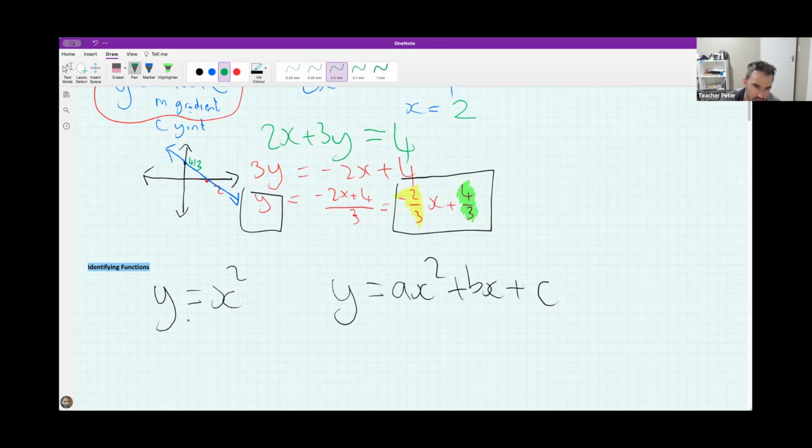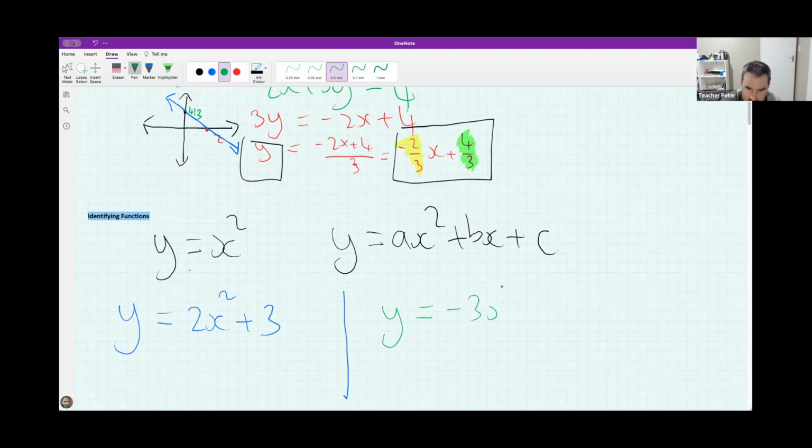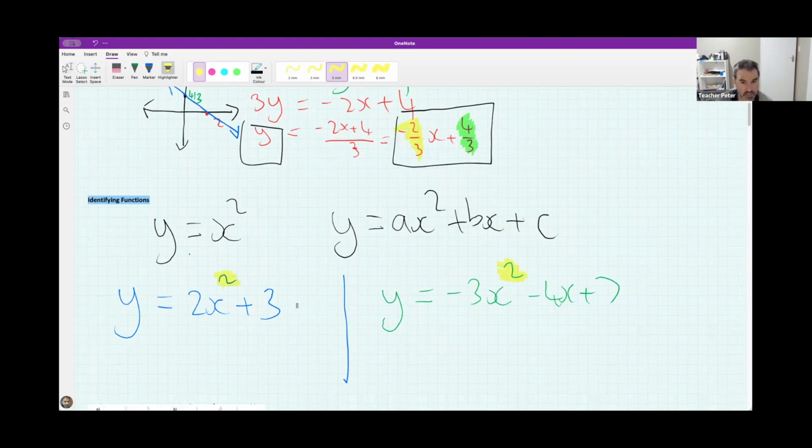Now, a parabola like, let me draw you 2 different parabolas. So let me give you an actual example. This is going to be y equals 2x squared plus 3. And then on this side, I'm going to have y equals minus 3x squared minus 4x plus 7. These are both quadratic equations, and they have parabolas as the graph because the highest power of x is a power of 2. But they look quite different.